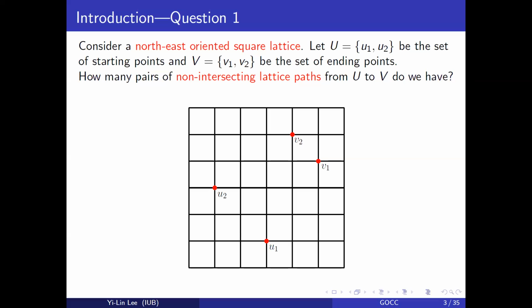Let's consider a northeast-oriented square lattice. All the horizontal edges are oriented east, and vertical edges are oriented north. We have some points, let's say U1, U2. These are the starting points of some paths, and V1, V2 are the ending points of the paths. We would like to know how many pairs of non-intersecting lattice paths from U to V we have. Two paths cannot start from the same point and cannot end at the same point.